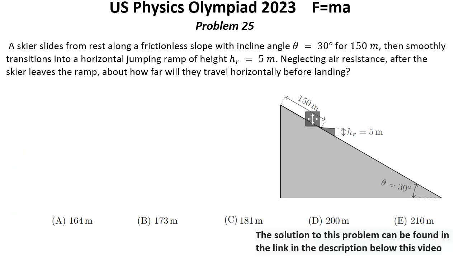Problem number 25. A skier slides from rest along a frictionless slope with the incline angle theta equal 30 degrees for 150 meters. Then they smoothly transition into a horizontal jumping ramp of height hr equal 5 meters. Neglecting air resistance after the skier leaves the ramp, about how far will they travel horizontally before landing?